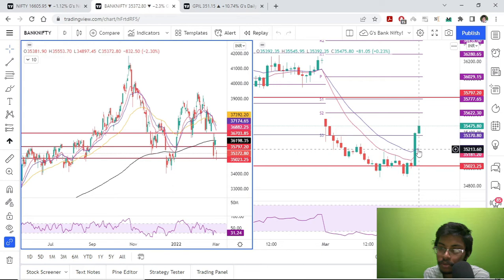And then 36,000 would be the initial psychological resistance, followed by 35,500 itself first, primarily. But I expect 35,500 during the gap up. We might actually kiss a little around 35,500 or 35,400 odd levels, if SGX Nifty still sustains during the open. So that's a little on the Bank Nifty side: 35,500 and 36,000 on the upside, and 35,000 and 34,700 on the downside would be the resistance and support levels respectively.